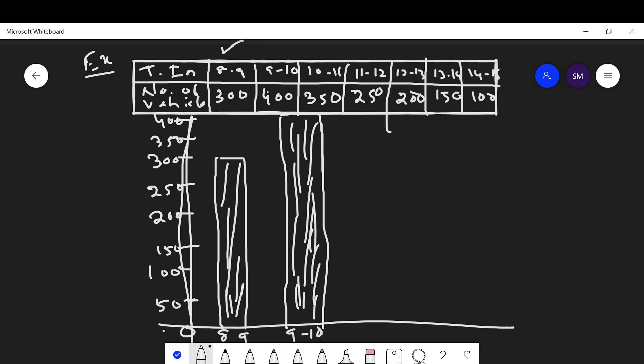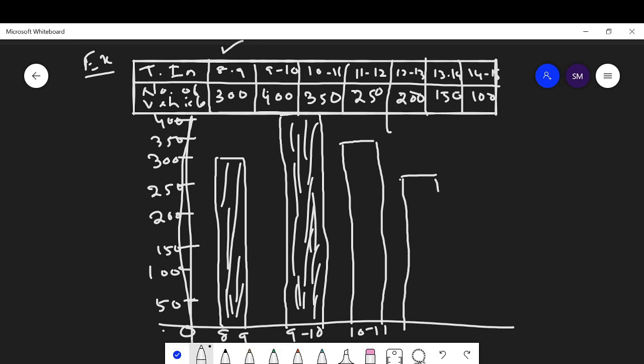Then after 10, there are 350. From 10 to 11, there are 350. Then this shows the time interval between 10 to 11. Then next 11 to 12. How many? Then 250. Then this bar graph shows from 11 to 12.